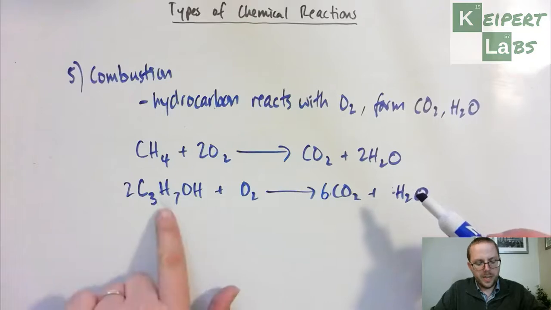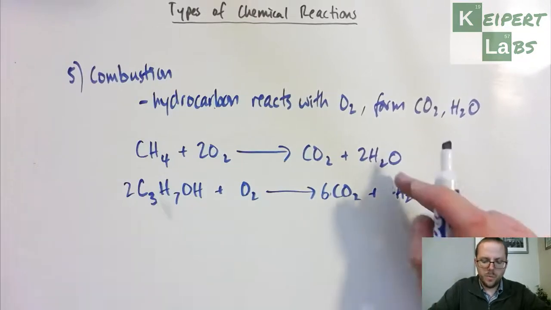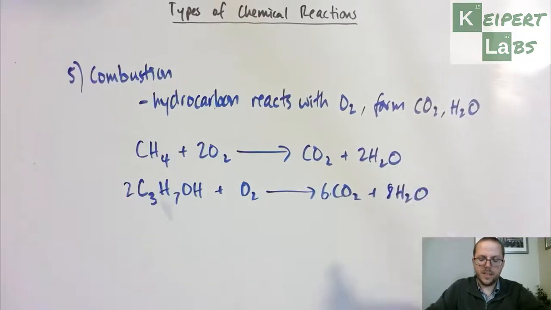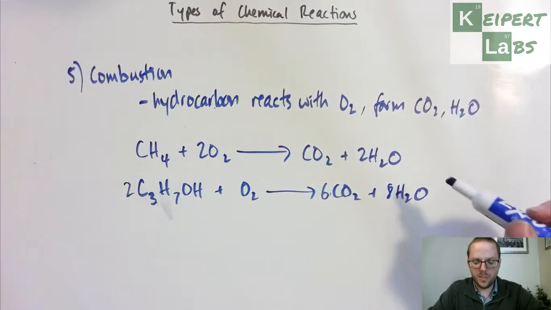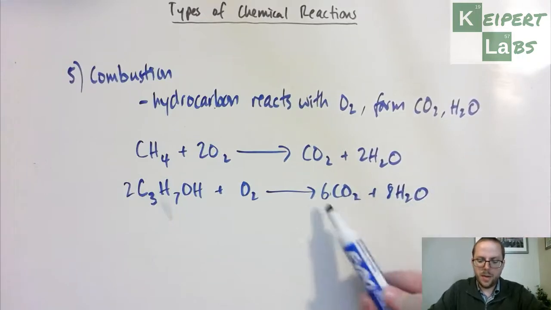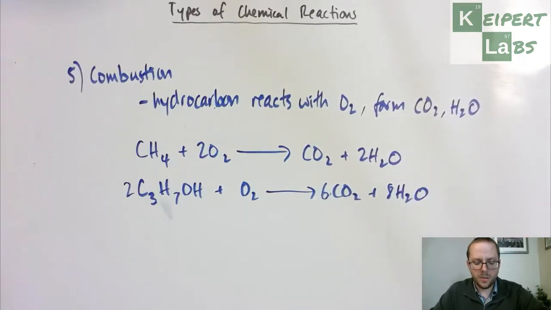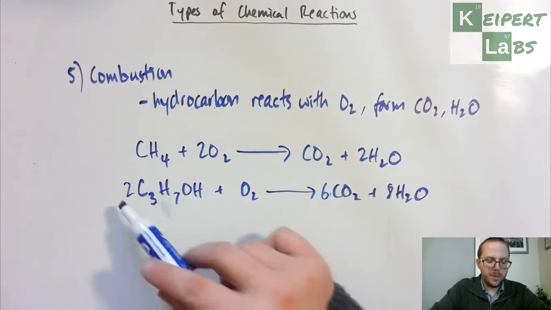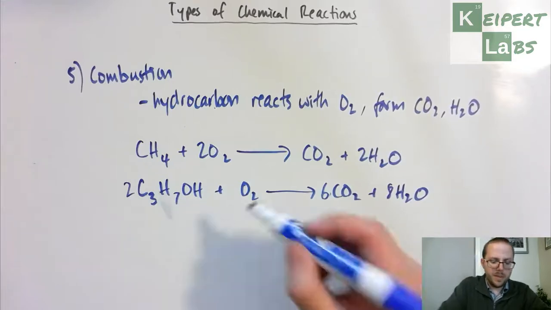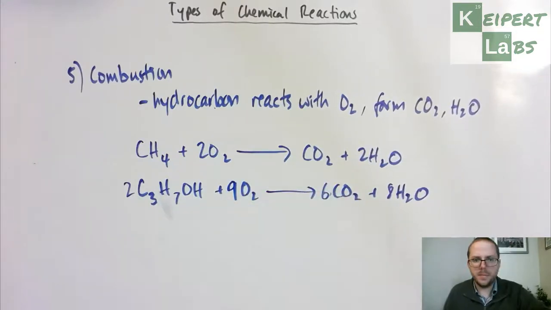I've got 8 times 2 is 16 hydrogens, so I need 8 water molecules over here. I now have 12 plus 8 makes 20 oxygens. I've got 2 over here, which means I need 18 here, which means I need 9 pairs. And that's my balanced chemical equation for this one.